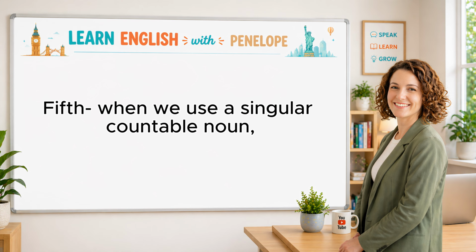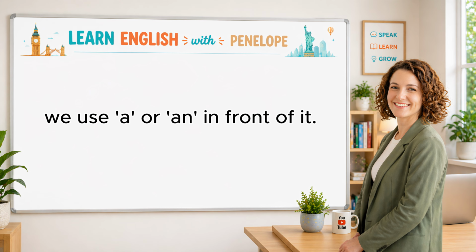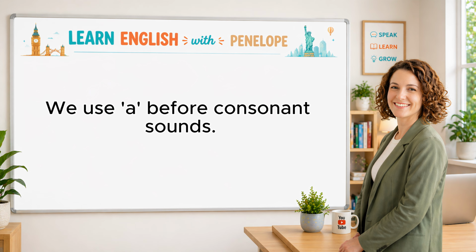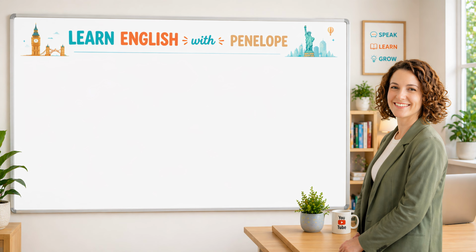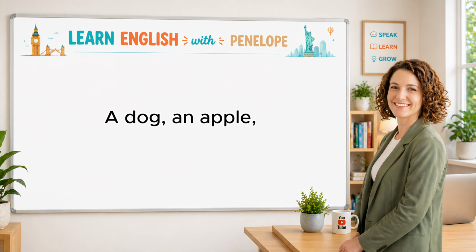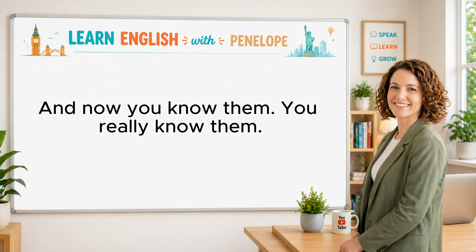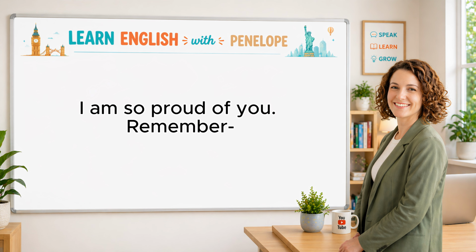Fifth, when we use a singular countable noun, we use a or an in front of it. We use a before consonant sounds. We use an before vowel sounds. A dog, an apple, a teacher, an egg. That is it. Those are the main rules for countable nouns. And now you know them. You really know them. I am so proud of you.